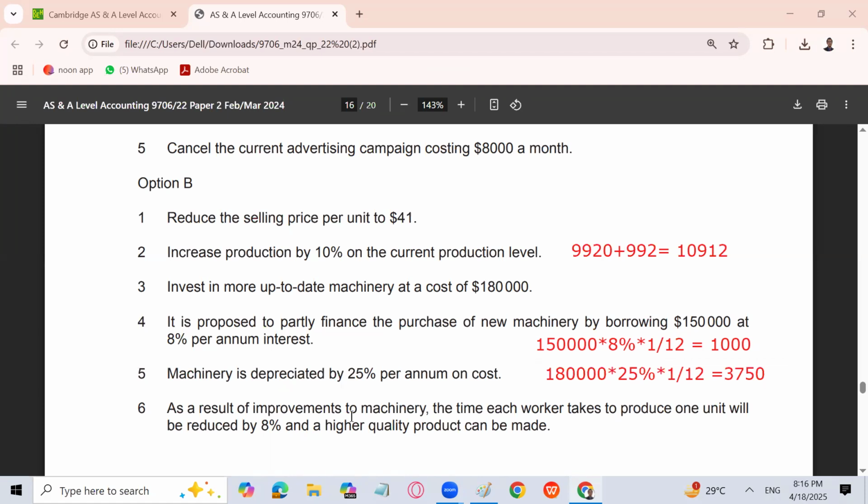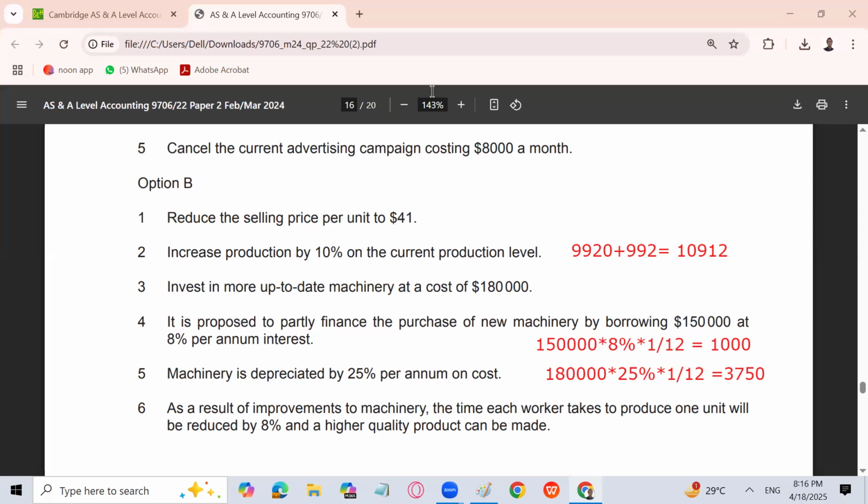As a result of improvement to machinery, the time each worker takes to produce 1 unit will be reduced by 8%, and a higher quality product can be made. Even though the time taken is reduced, we are still able to produce a higher quality product because the machine is up to date. That is the reason behind it. And we have reduced the selling price to 41, and that has increased the production level also.